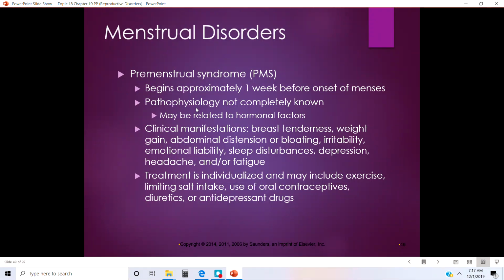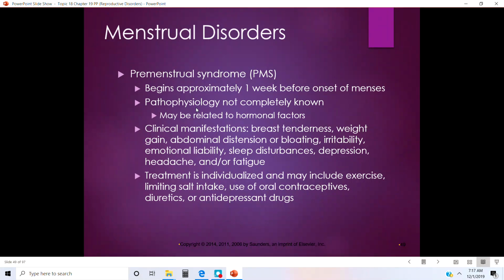Okay, let's take a look at something that's commonly called PMS, right? Premenstrual syndrome. This begins approximately a week before the onset of menses, right? We really don't know what the cause is. It's definitely believed to be hormonal factors. So how does somebody know if they have PMS?